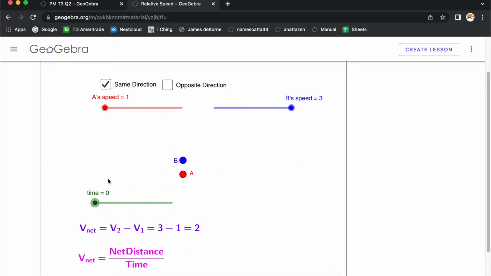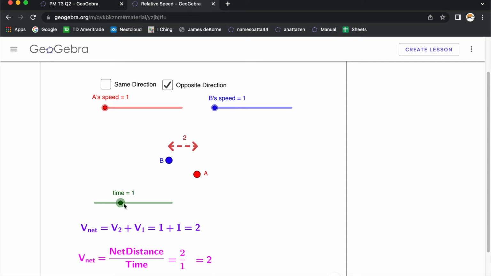The interesting part will be this. What happens if they are traveling in the opposite direction? Let's start with both of them with a speed of 1. Can you see this? They are traveling in the opposite direction. Even though their speeds are both 1, the distance between them will be 2, because they are in the opposite direction.